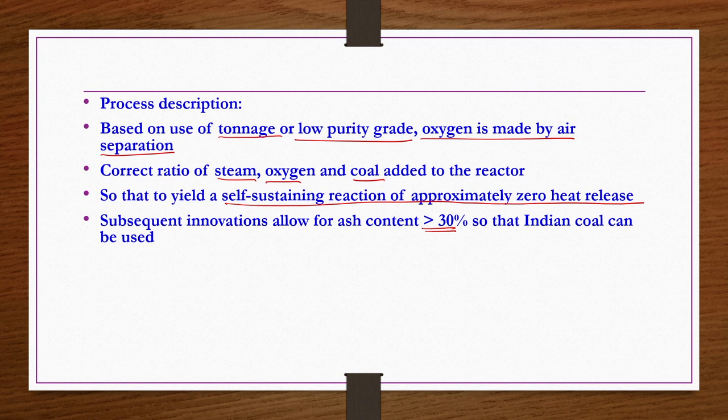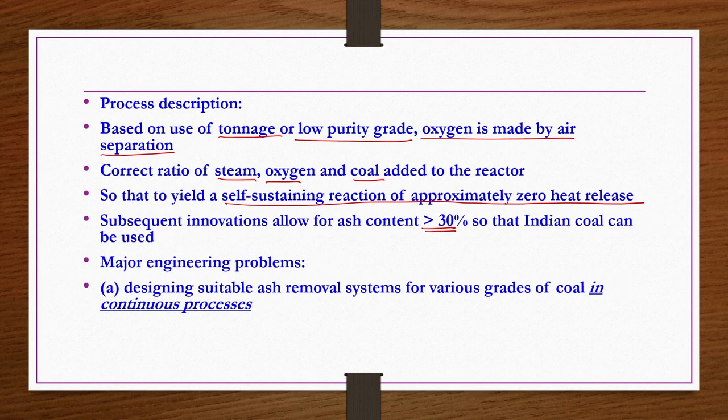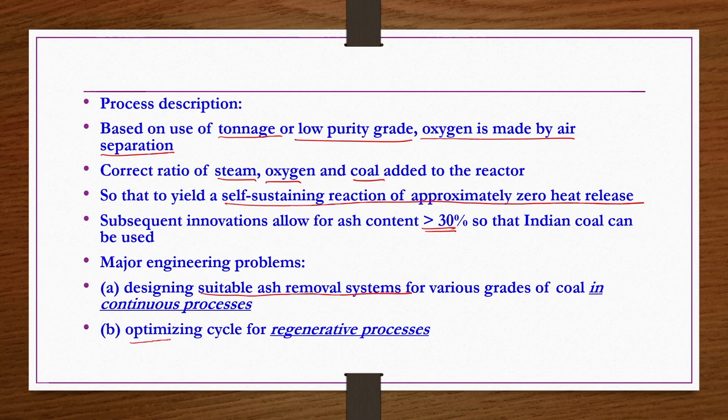Such innovations are also there anyway. So the major engineering problem in the continuous process is designing suitable ash removal systems for various grades of coal. In the case of the regenerative process, optimizing the cycle, whether it is 4 minutes, 5 minutes or 6 minutes, is another big engineering problem.